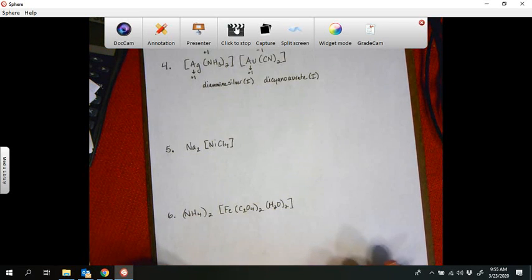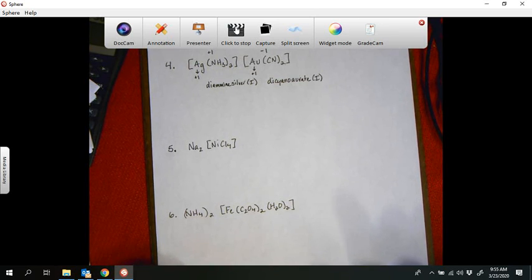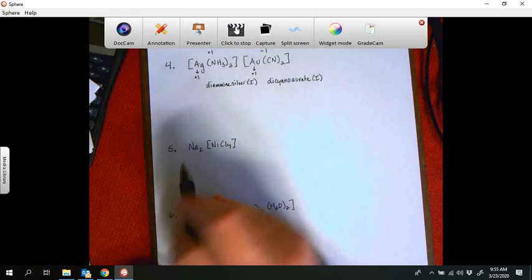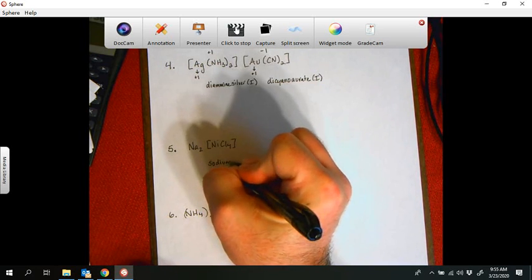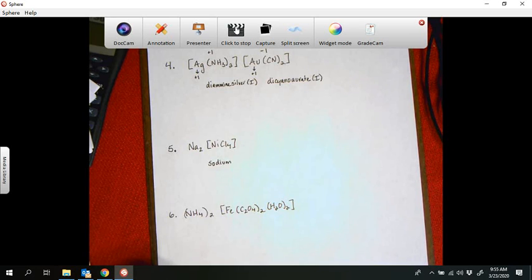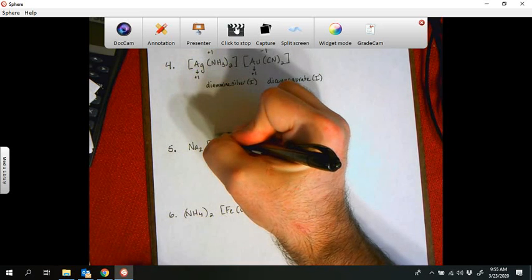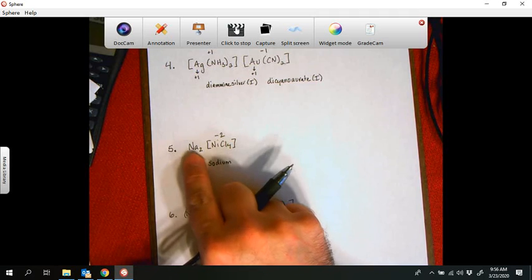For number 5, go ahead and pause the video and try to do this one. So please pause now, and when you're done, go ahead and check your answer. Welcome back. If we look at this one, we have sodium as the cation. So we can just go ahead and write that down, sodium. NiCl4 is our complex ion that comes after it. So it has to be a -2 charge because sodium is +1 and there's two of them.